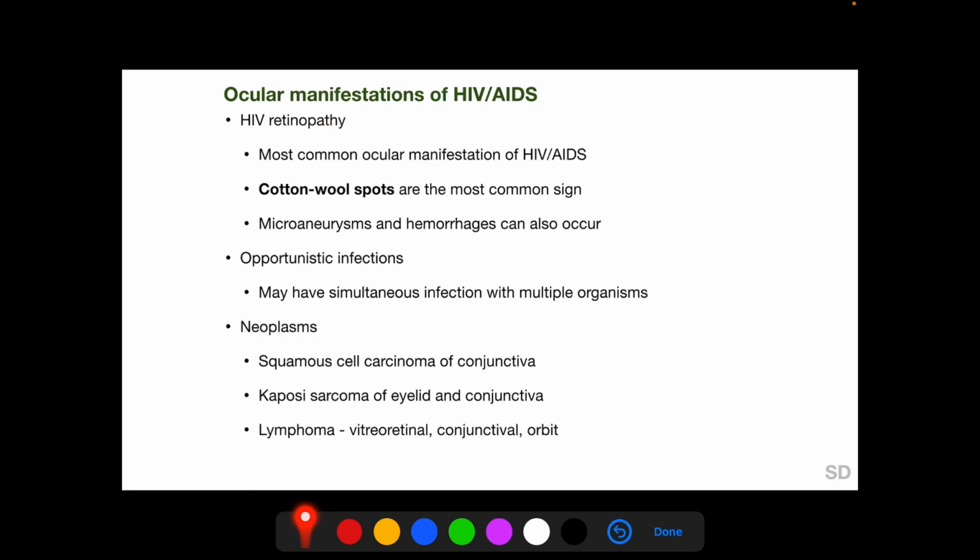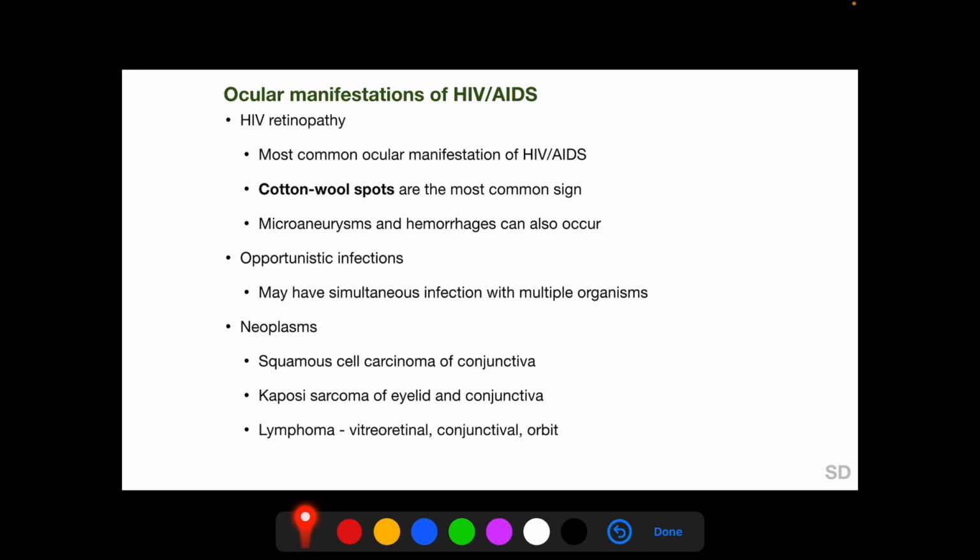HIV retinopathy is the most common ocular manifestation of HIV, and cotton wool spots of HIV retinopathy are the most common sign. Microaneurysms and hemorrhages can also occur in HIV retinopathy. Opportunistic infections in HIV/AIDS are numerous, and there can be simultaneous infection with multiple organisms in a single eye.